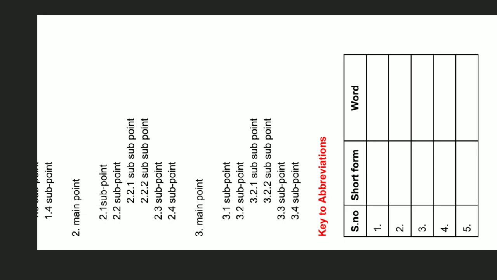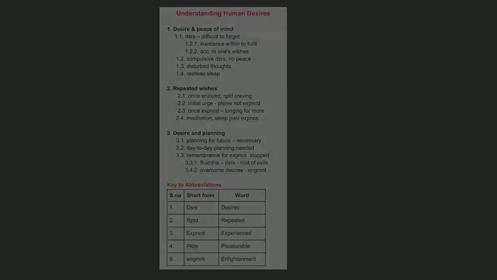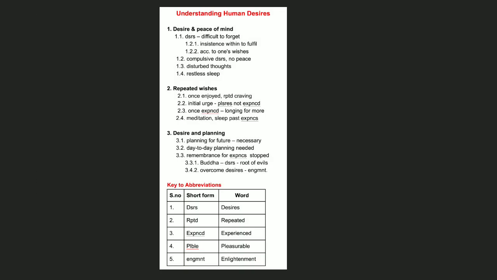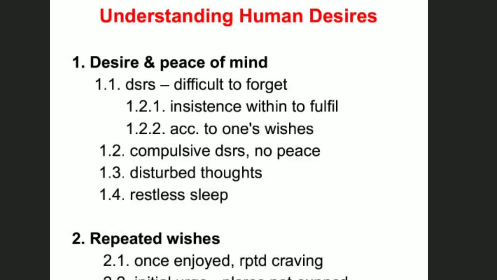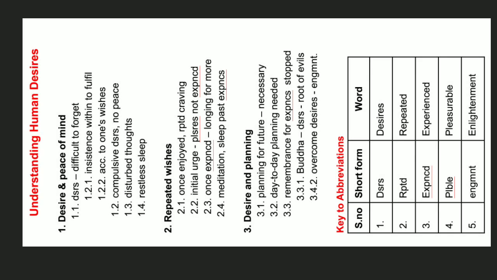I've brought one solved example for you. The title says Understanding Human Desires, so it tells you what the passage is about. Point number 1, desire and peace of mind. 1.1, desires, difficult to forget. If you can see, I've made use of phrases here. The horizontal view is so that you can see the visual appeal of the note making. Please make a note that the visual appeal is really very important.